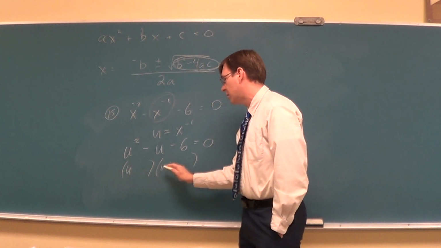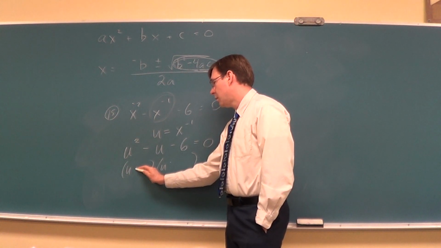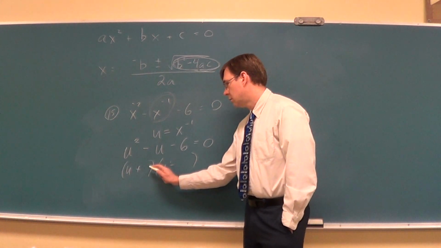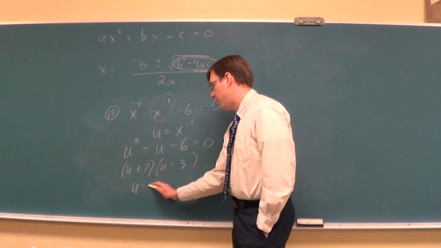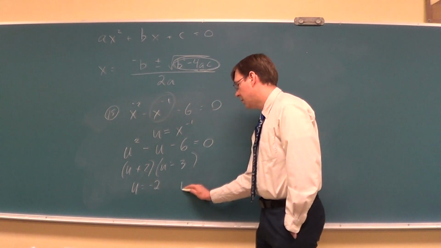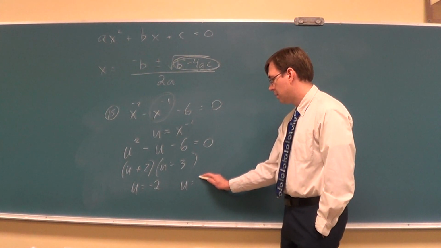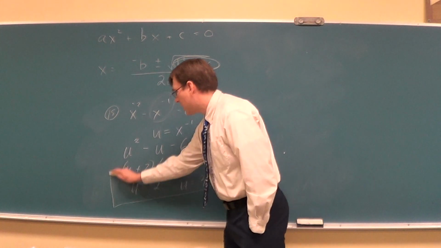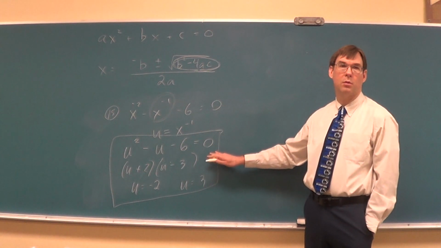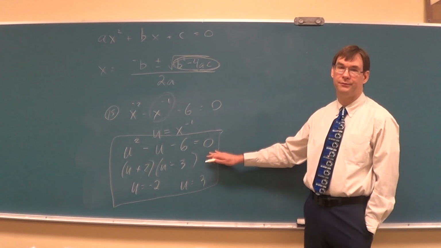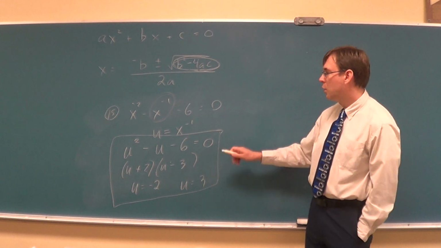But here we can factor U plus 2, U minus 3. This tells you that U would be -2. This tells you that U would be 3. In this zone, you probably felt pretty comfortable, I would hope. Question about the comfort zone? And then here's the twist at the end.